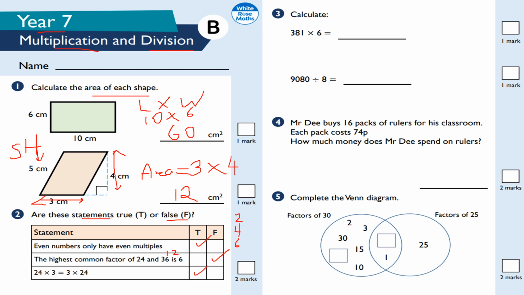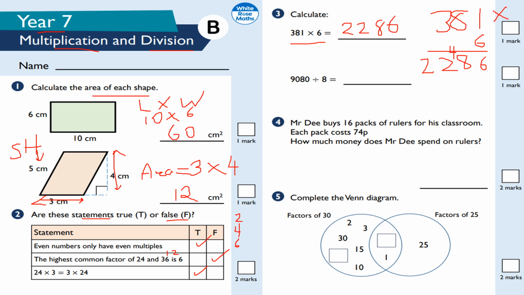Question number 3. 381 times 6. Again, working out to the side. So 381 times 6. 1 times 6 is 6. 6 times 8 is going to be 48, so 8 carry the 4. 6 times 3 is 18, plus the 4 is going to be 22. So your final answer is 2286.